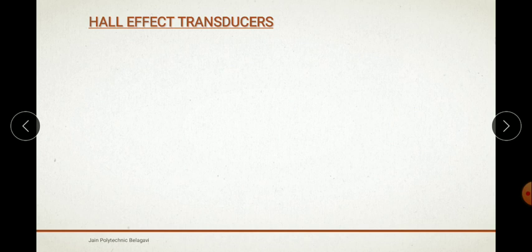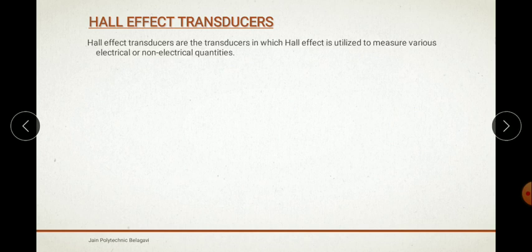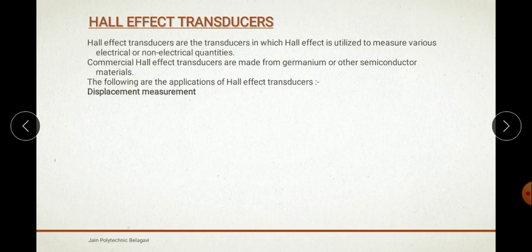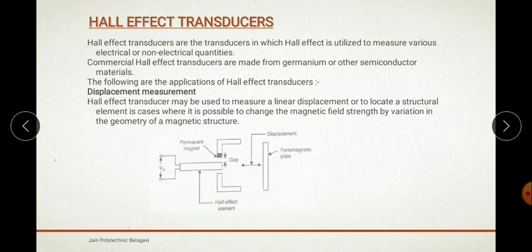Next one, Hall effect transducers. So what are Hall effect transducers? Hall effect transducers are transducers in which the Hall effect is utilized to measure various electrical or non-electrical quantities. In commercial Hall effect transducers are made from germanium or other semiconductor materials. One example to explain the Hall effect transducer is displacement measurement. Here we can see the figure: the permanent magnet, and this is the Hall effect element, which is connected to the required electrical circuit, then this is the gap, and then this is the ferromagnetic plate.